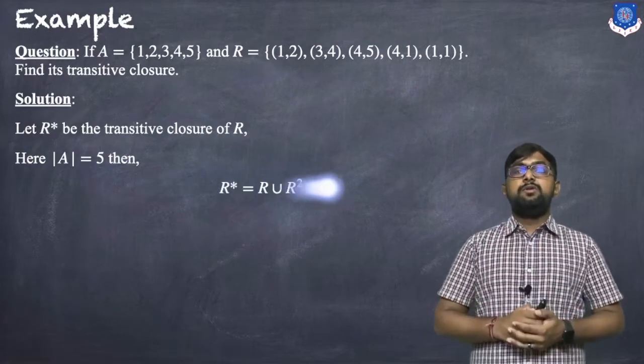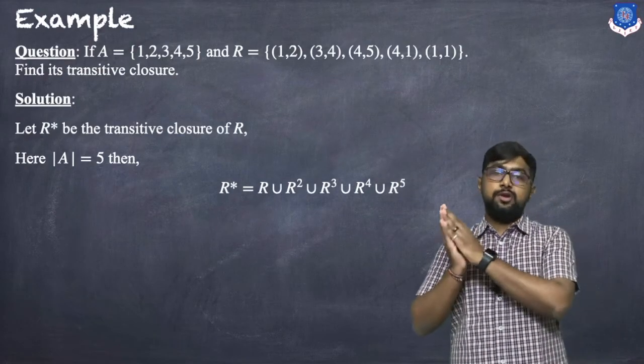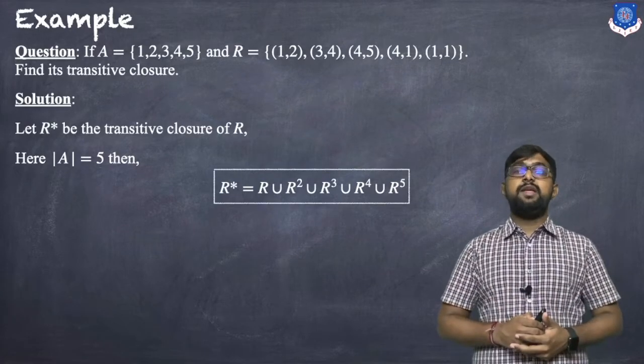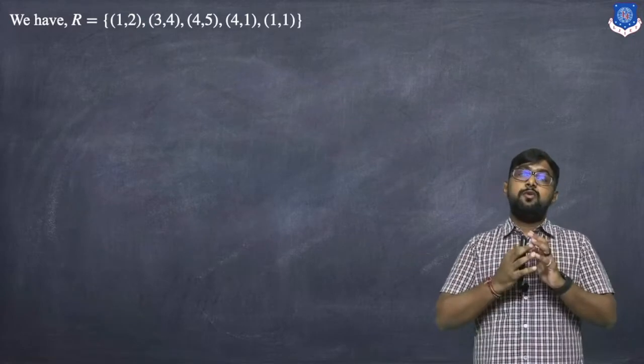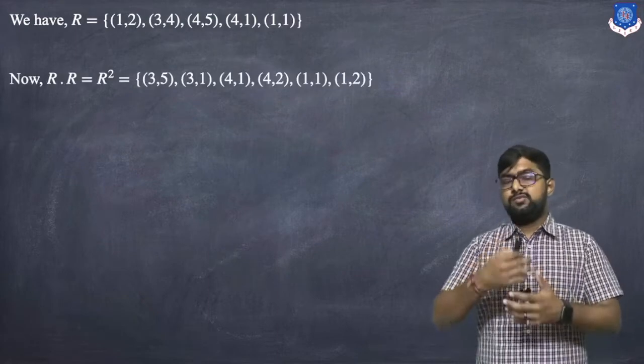So what will be the R star? It will be R union R square union R cube union R raised to 4 and union R raised to 5. So this will be the R star, that is the transitive closure. So here we have R equals to this. Now all we need to find is R square, R cube, R raised to 4 and R raised to 5. So R square will be like this.